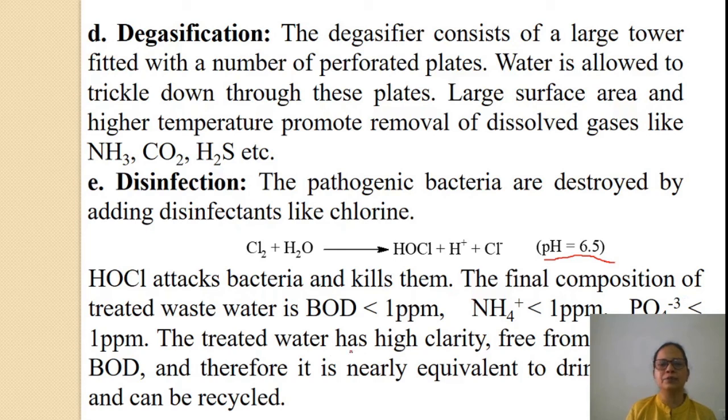The final composition of treated wastewater is: BOD will be less than 1 ppm, ammonium salts less than 1 ppm, phosphate ions less than 1 ppm. The treated water has high clarity, is free from odor, has a low BOD value, and therefore it is nearly equivalent to drinking water and can be recycled.